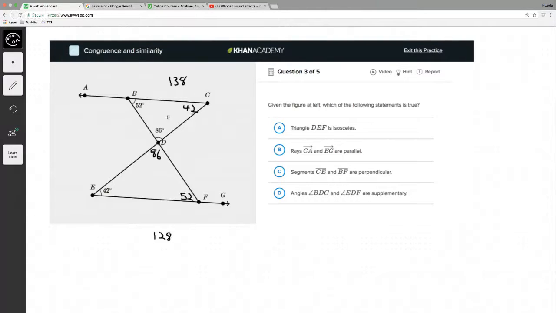Okay, I think I already know what they're getting at. So this has to be 42. No, triangle DEF is not isosceles, because an isosceles triangle has not only two sets of equal sides, it's got two sets of equal angles. So these guys, all the angles are different.